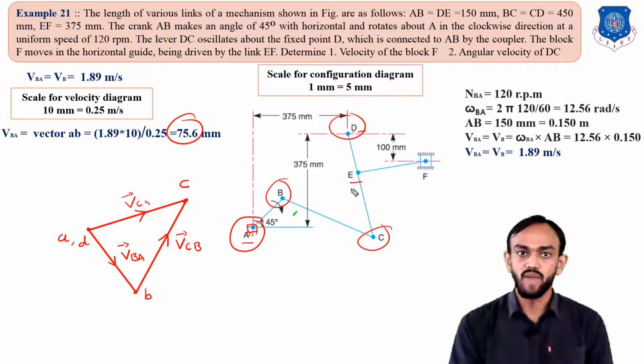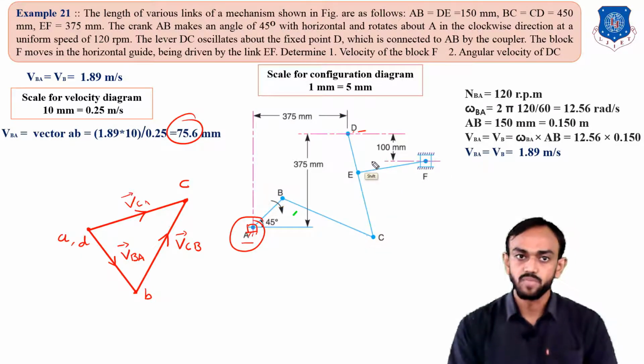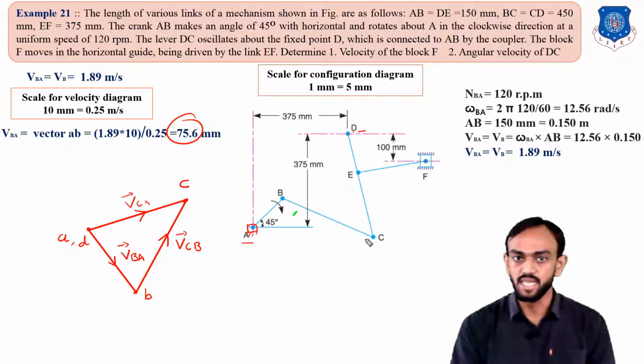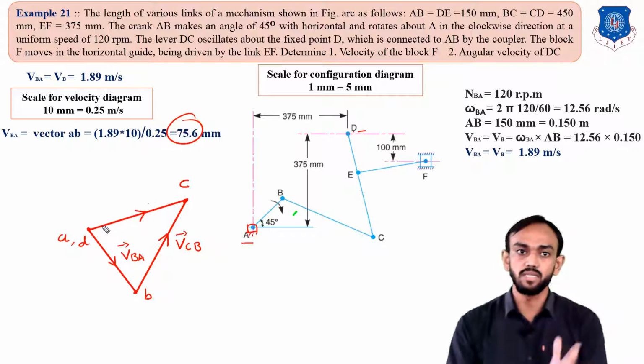Now we will find this E and F. How will you find this E and F? First of all, you can see this E point is on the DC link, and we have already found this DC length in our velocity diagram. So we just have to locate this E point on this velocity diagram. How will you locate this E point?